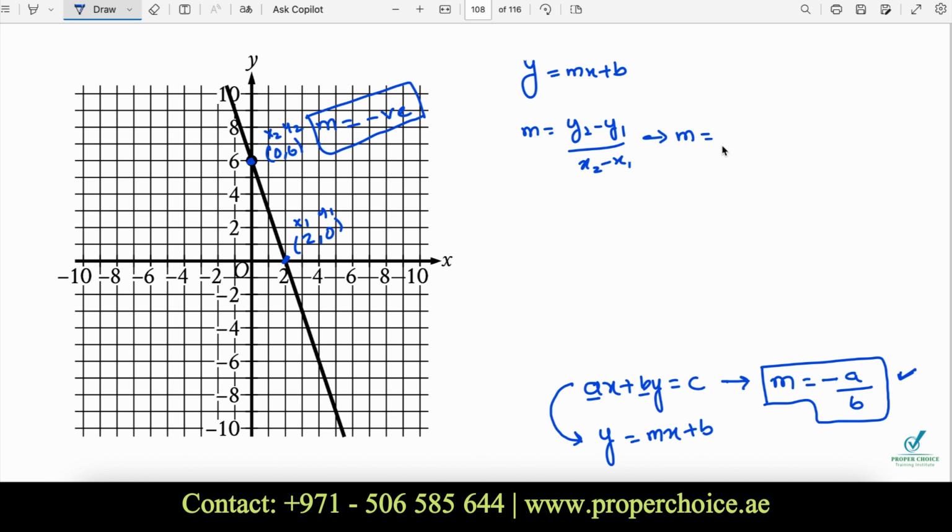If you substitute those values, y2 is 6 minus y1 is 0, divided by x2 which is 0 minus x1 which is 2. So that is 6 divided by negative 2, which is negative 3. So your equation becomes y equals negative 3x plus b. And one more thing, you can see the line is crossing the y-axis at 6, so this itself is the y-intercept. So the b value here is 6. So finally the equation we are talking about is y equals negative 3x plus 6.